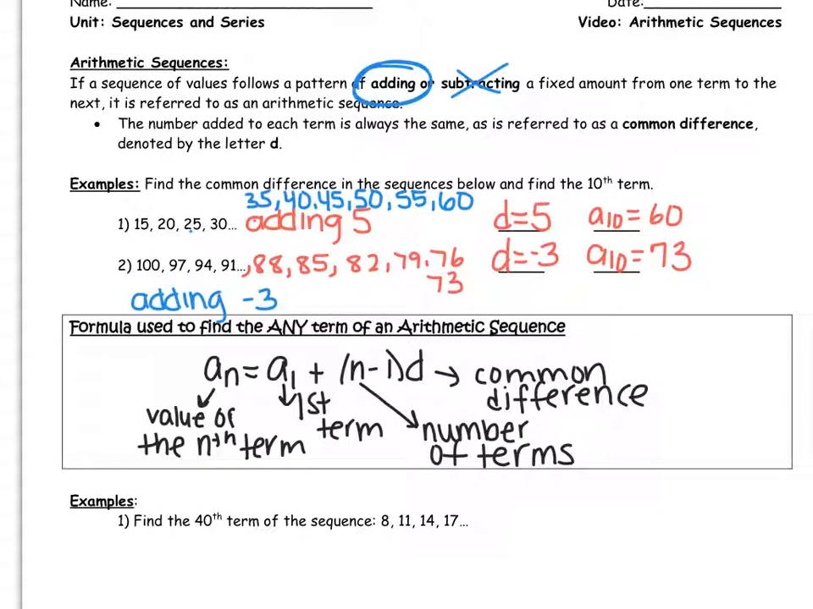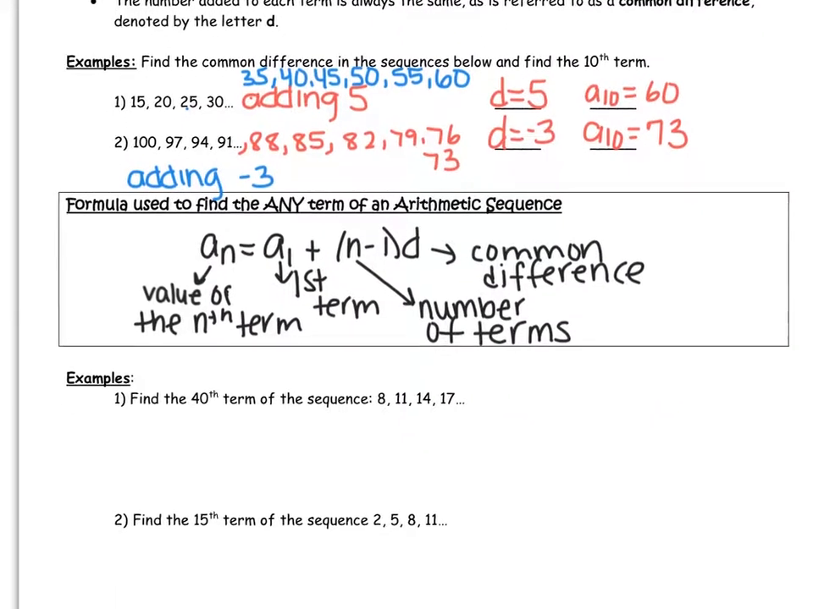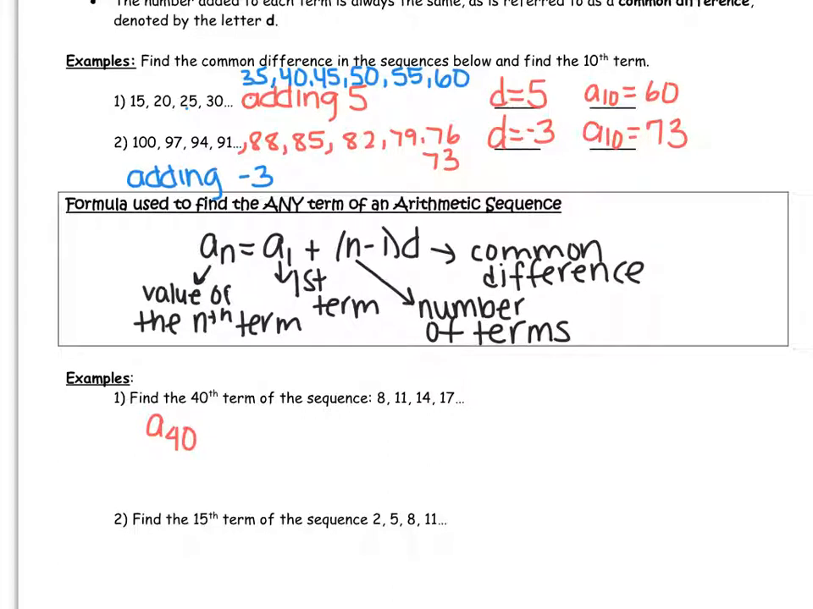Okay, this formula is used when counting, just like we did up here, seems a little bit too challenging. Like, for example, it says find the 40th term of this sequence. I don't think it would be a good idea to keep following the pattern 40 times. A formula may be a better approach. So we want to find a sub 40, right? That's what it means to be the 40th term.